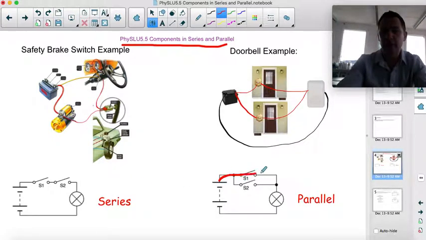Alternately, parallel, it could go through one loop or the other. They're in parallel, and we'll talk about the benefits of each one, drawbacks of each one.